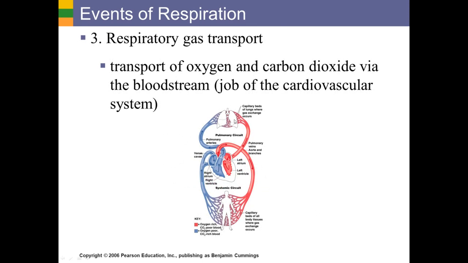All right, so after we've oxygenated that blood, we then have to transport it to the cells. And so that blood is transported to the left atrium via the pulmonary veins, down into the left ventricle, and then through the aorta and out to all of the systemic capillaries of the body. It is the cardiovascular system that performs gas transport.